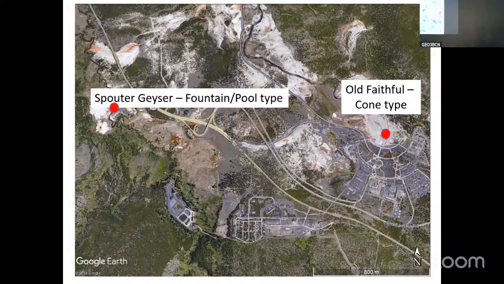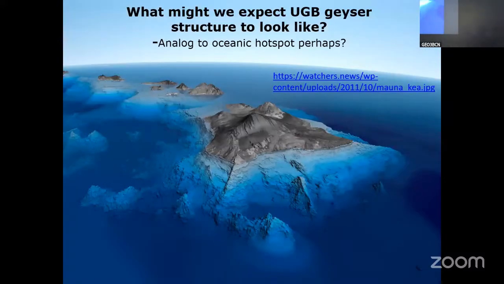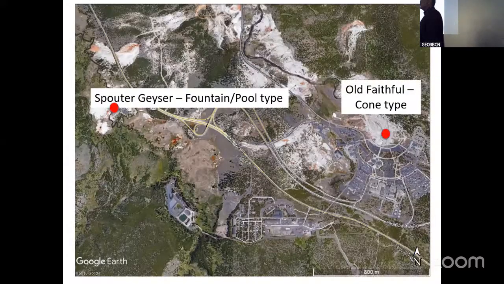It's a different type of geyser. It's a fountain pool type, which means it doesn't have a cone. It basically looks like a pot on the surface, and eventually that pot fills with water and then boils over. And it throws water maybe 10 meters, 20 meters max into the air. Not like Old Faithful. Old Faithful throws water more like 40 meters.